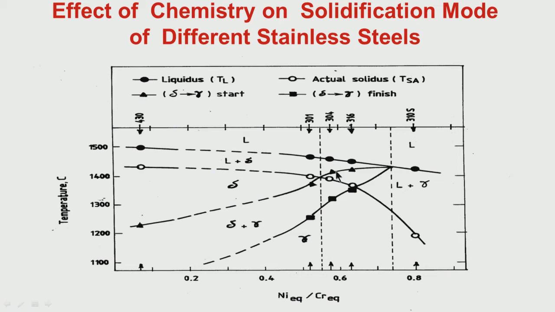So, where the delta to gamma transformation takes place is very important. Why am I repeating this again and again? Because delta to gamma generates a lot of strain. That strain is going to create some problem during solidification. That is why where it is taking place is important: at what stage of solidification it is taking place, or whether it is taking place in solid state, these are all important.